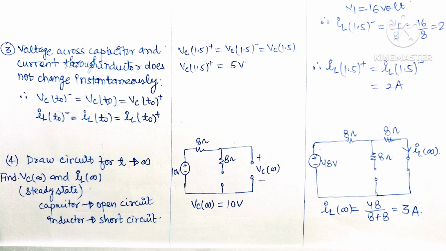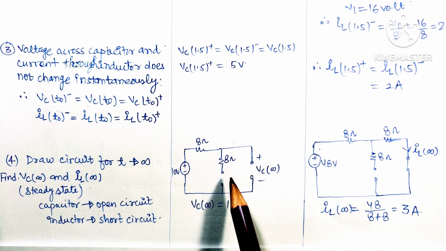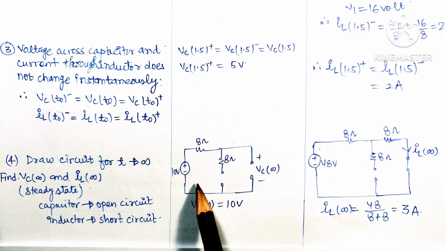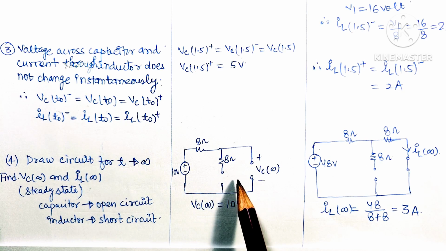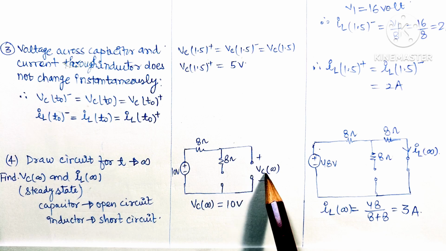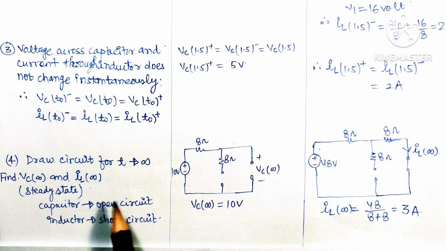We know that at infinity time, due to charging of the capacitor for a long time, it will be in steady state and it will act as an open circuit, and the inductor at steady state will act as a short circuit. So for the circuit, we had seen that this 10 volt source was applied, and after switching at 1.5 seconds, this switch will be open and this capacitor will be open circuited due to the steady state condition.